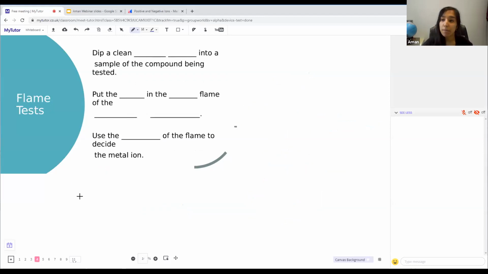Okay, so let's move on to today's topic then. So we're starting with flame tests. So positive ions do flame tests. So we've got a little fill in the gap exercise on how we do a flame test. So what do we dip? So we dip a clean something into a sample of the compound being tested. And I'm going to show a video on this in a few moments so that we can understand it in a bit more detail. But has anyone done it at school? What do we dip into the sample being tested? So we're testing for a positive ion, and it's a flame test. What's the special piece of equipment called?